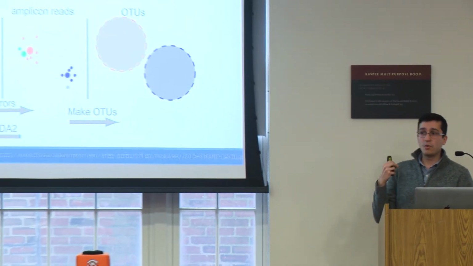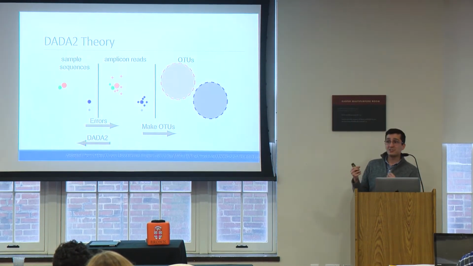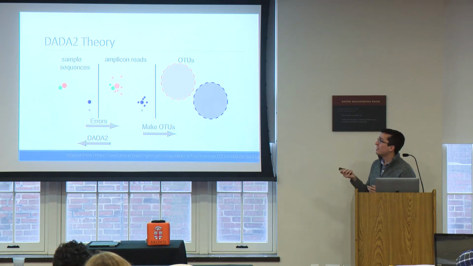So what DADA2 tries to do is to resolve some of these errors. What it's actually doing is sample inference. Based on your sequences, their quality scores and their abundances, it makes a call as to whether or not they're actually real. And based on that, it'll resolve some of these errors and get you a more fine-tuned answer.